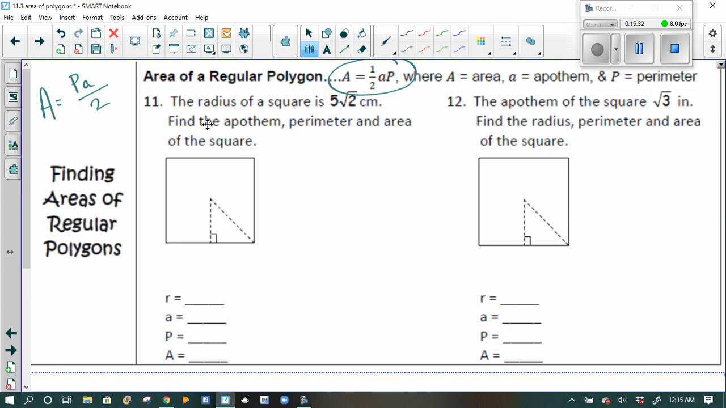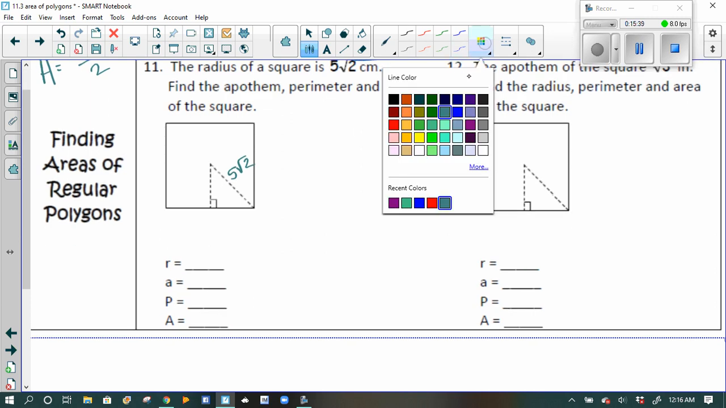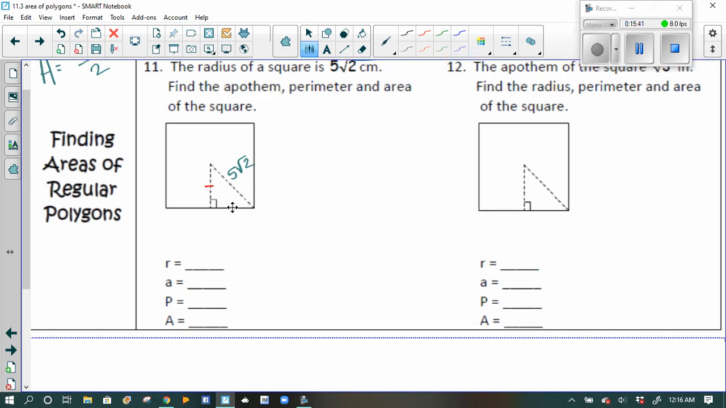So they're telling me that the radius of this square is 5 square root of 2. So since this is a square, automatically these two are the same. That's always, okay? So if this is a 45, 45, 90, this is x, this is x, this is x square root of 2, so that means x is 5. So this is 5, and this is 5. So my apothem is 5. The radius was given, 5 square root of 2.